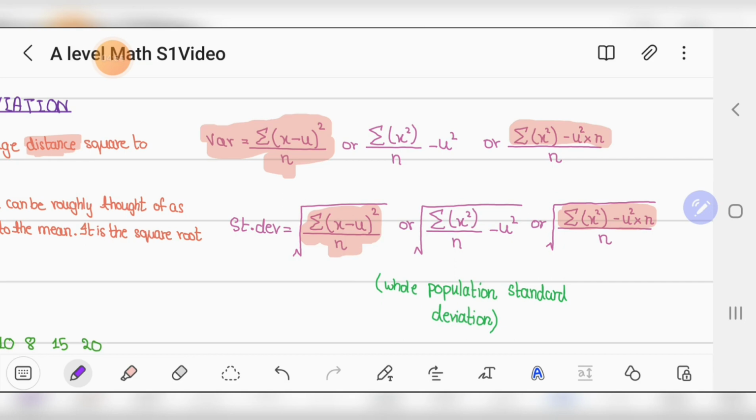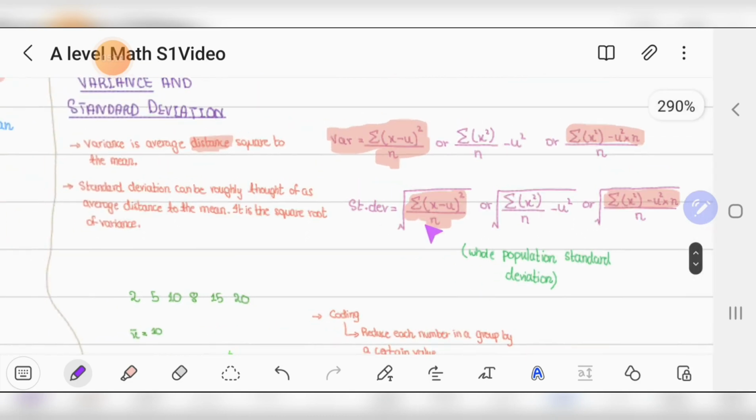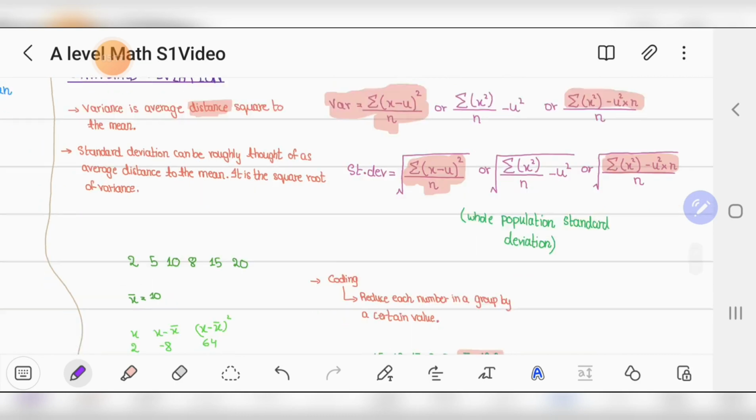So basically there are two types of standard deviation. One is a normal standard deviation and the other is a whole population standard deviation. So this is the whole population standard deviation. Okay, now let's move on.